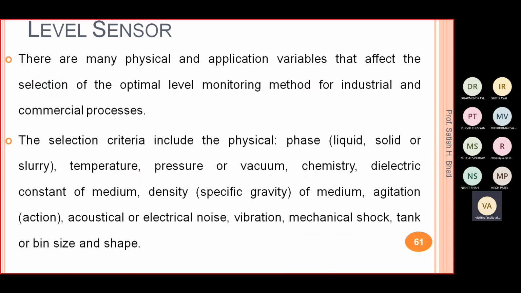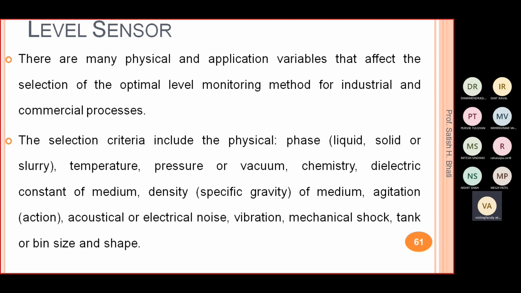Are the level sensors. So this level sensor, when you choose it, is made physically according to the application variables. Based on the application, if you see its physical look, you will find variation. That will affect the selection of the optimal level monitoring method for industrial and commercial processes.